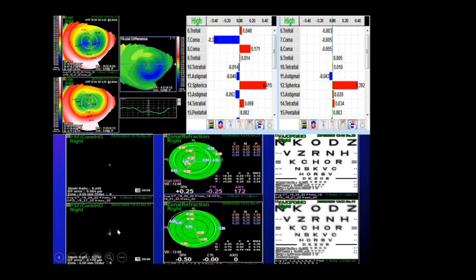Now look at the function. The point spread function is improving. There is no change in refraction. It's almost the same. But look at the quality of vision. From here, it changes to there. Now, this is how to select.